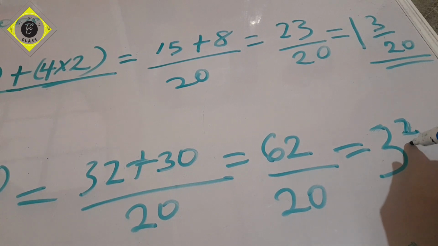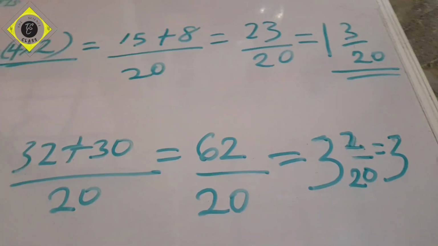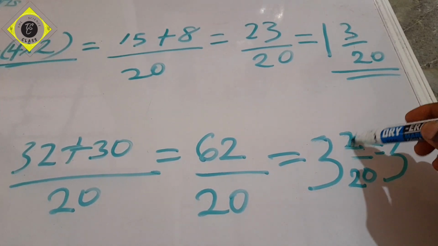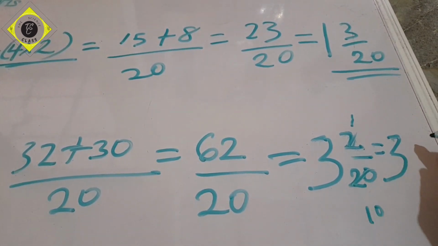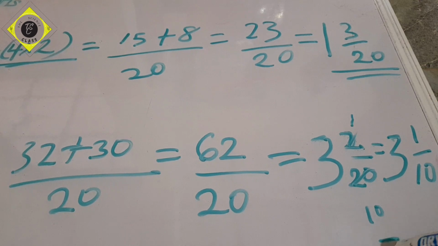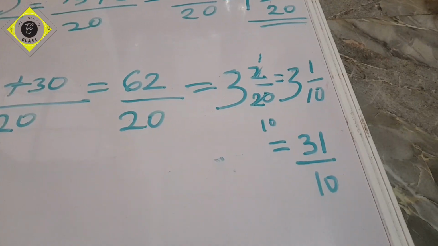Then 2 over 20. You can also break this down further into 3 whole number. 2 can go in 2 1 time, and 2 can go in 20 10 times. So it's going to be 3 whole number 1 over 10. This can also be written as 31 over 10.